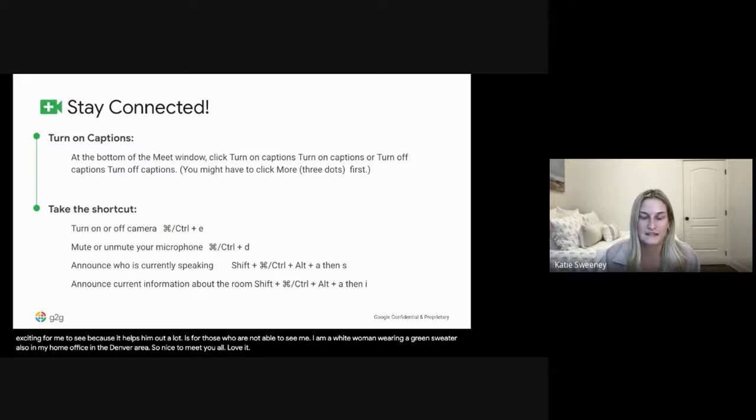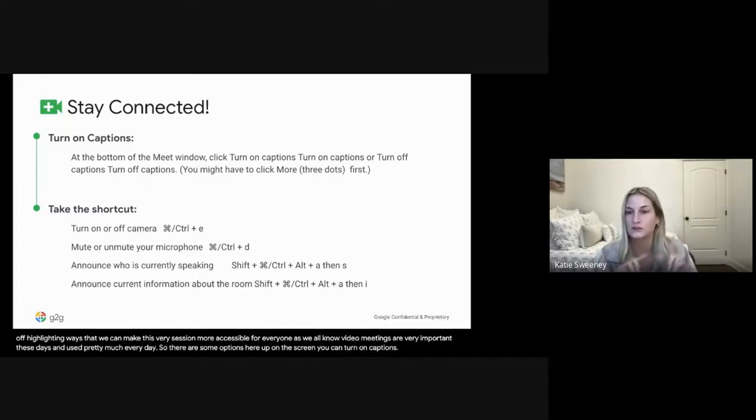Love it. All right, so for the purpose of this meeting, we always like to start off highlighting ways that we can make this very session more accessible for everyone. As we all know, video meetings are very important these days and used pretty much every day. So there are some options here up on the screen. You can turn on captions, which we actually have enabled at the presenter level, so hopefully you can all see it at the bottom to read along. And then there are also a couple other shortcuts shown within this slide in terms of how you can turn on and off your camera, unmute your microphone very quickly, etc. Please feel free to let me know if you want me to read these off. But again, just some good tips to make sure that this meeting is accessible for everyone attending.